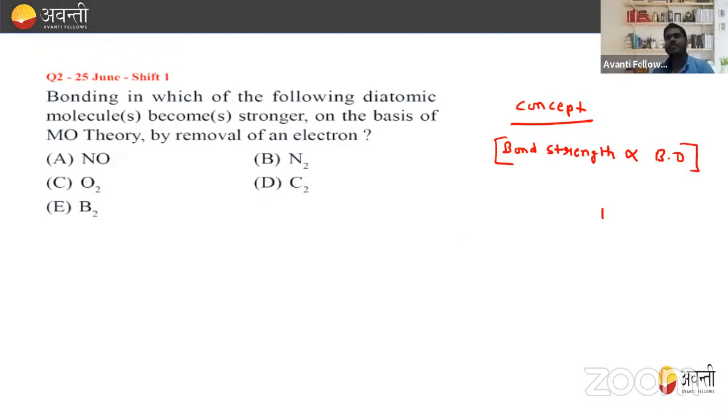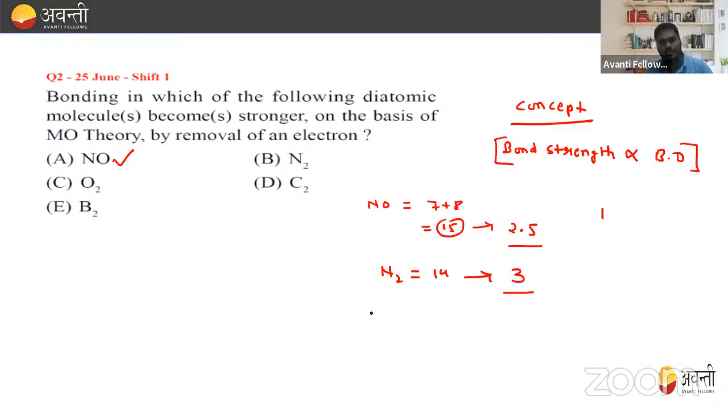How can you find the bond order of these diatomic molecules? What is the bond order of NO? NO means 7 plus 8, which is 15. Corresponding to 14 we have a bond order of 3, and for 15 we have a bond order of 2.5. If I'm talking about N2, N2 means 14, which corresponds to a bond order of 3. Next is O2.